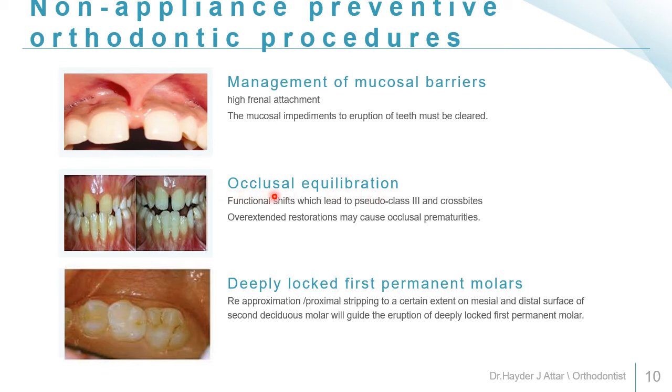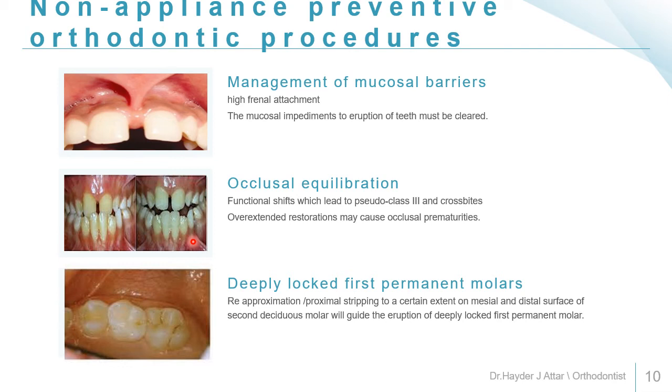That means occlusal equilibrium, the elimination of any premature contact between the teeth that may cause a functional shift of the mandible. When the functional shift is anterior, it causes a pseudo class 3, and when the functional shift of the mandible due to premature contact between the teeth is lateral, it causes a cross bite. In addition, overextended restoration may cause occlusal prematurities.